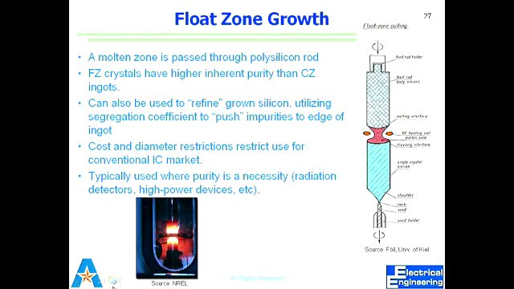Another process is called float zone. In float zone, we have a polysilicon rod, and we have coils which melt the rod as they travel along it. Once it melts in that localized place and solidifies, it follows the crystalline structure of what's coming from below. So we have the seed for this one as well.